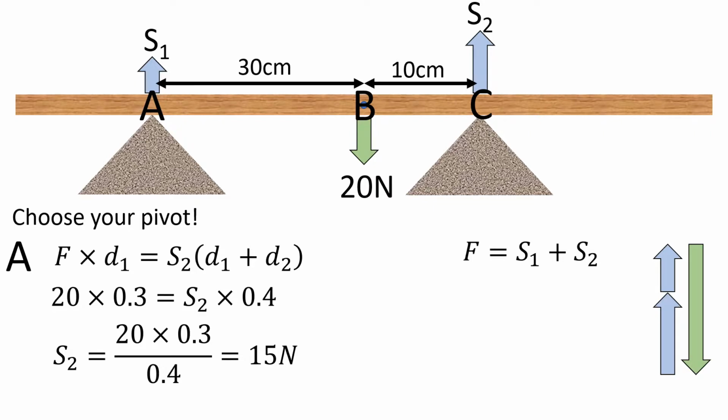Now this is very important in engineering because this tells you how strong that pivot needs to be. Finally, if we want to find S1, we can simply put that into our equation for the upward and downward forces. So we have 20 equals S1 plus 15. That's pretty obvious. S1 must therefore be 5 newtons.